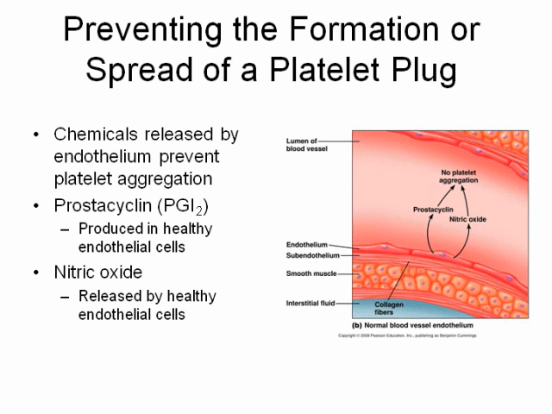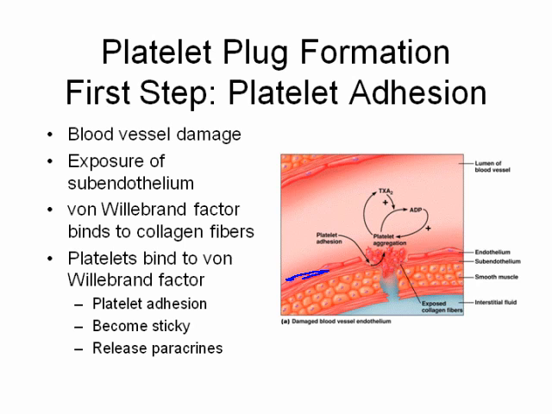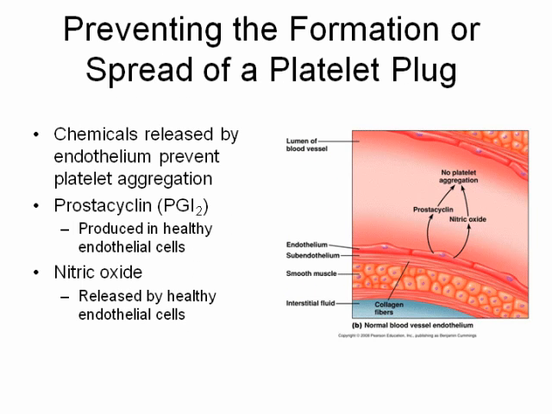Then ultimately, we're going to have to both dissolve the old plug as well as the areas nearby. Let's go back here. We have areas on either side of the tissue damage where we don't want clotting to occur. We want clotting to occur only where there is a hole in the vessel. So there are factors that are involved in preventing the formation or the spread of the platelet plug.